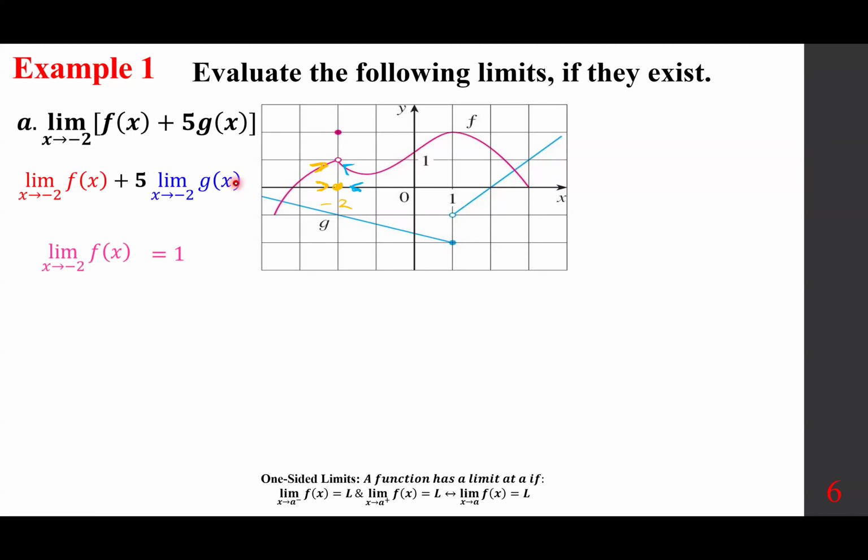We want to find this piece, limit of g of x as x approaches negative 2. So going this way from the left, going this way from the right, both of them are moving towards this point, which has a y coordinate of -1. And so we plug in, we get 1 plus 5 times -1. They add up to negative.